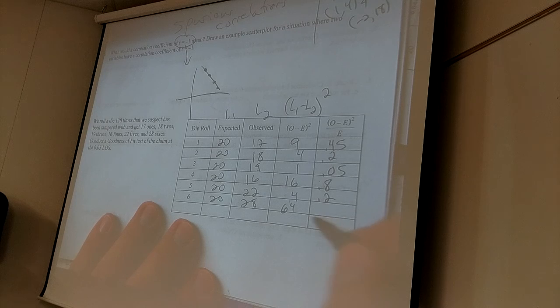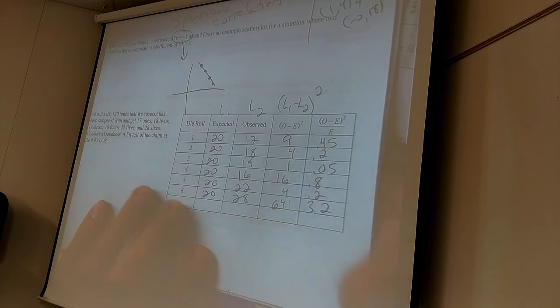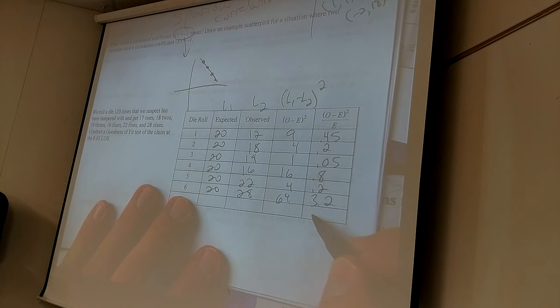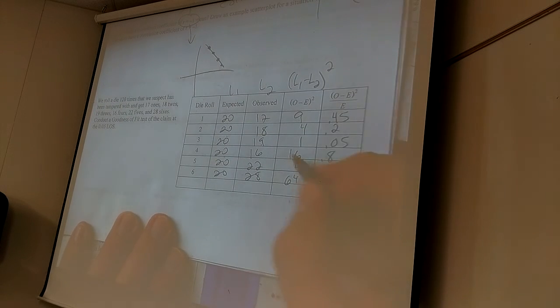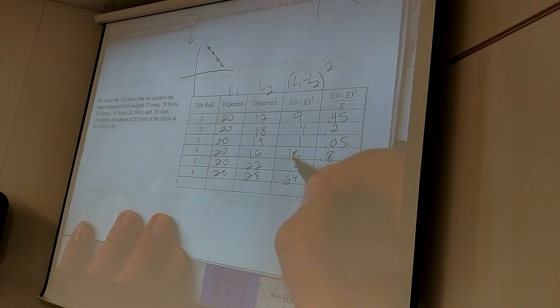Oh, shoot. 3.2. Thank you. I didn't feel like doing that. And I think they add up to 4.9? 4.9. Somebody got 5.1. That's pretty close. That should be a 1.6. What happened to you? Good.